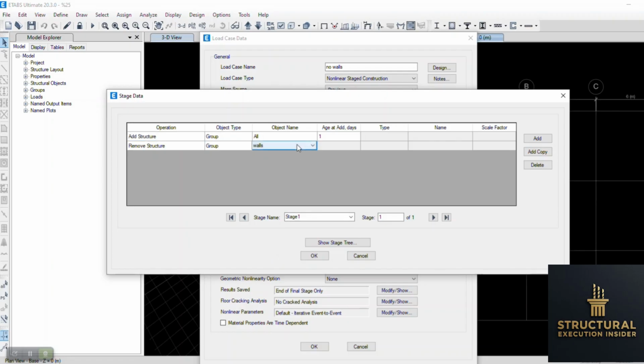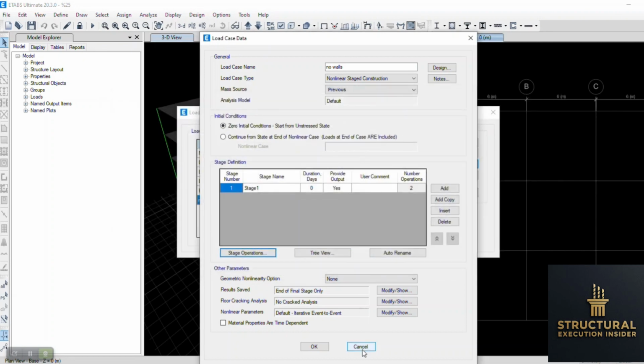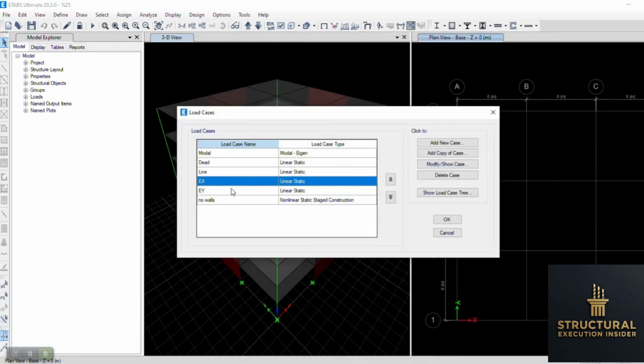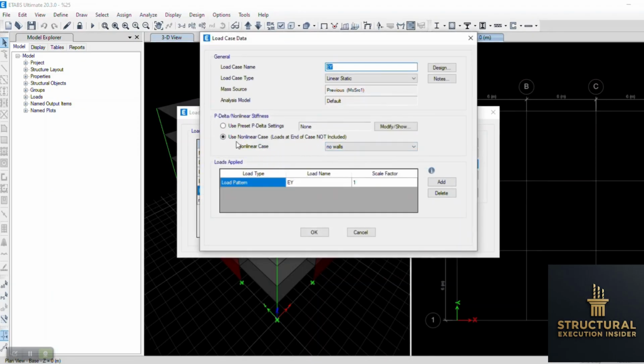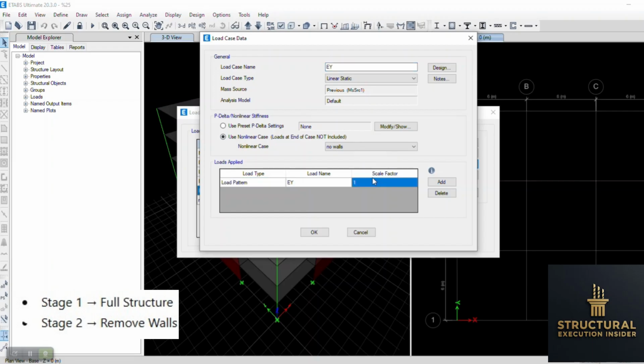Inside Define, Load Cases, I created a nonlinear static staged construction case. In this example, nonlinear material hinges and advanced nonlinear parameters are not necessary, so all nonlinear options remain disabled. The default ETABS settings are sufficient for this workflow. Inside the staged construction case, I define two stages. Stage 1, add structure: the entire structure is activated, including frames, slabs, columns, and shear walls.